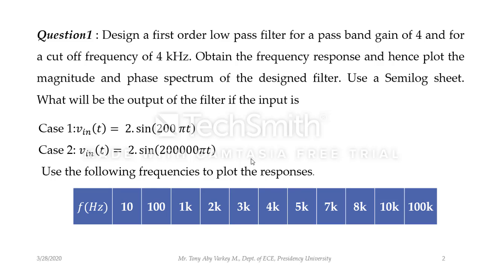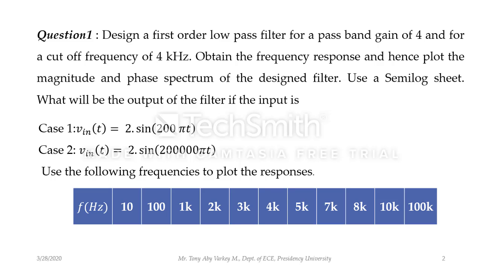Design a first order low pass filter for a pass band gain of 4 and for a cutoff frequency of 4 kilohertz. It means that the filter should pass all the frequencies below 4 kilohertz. Now obtain the frequency response and hence plot the magnitude and phase spectrum of the designed filter. Use semi-log sheet. What will be the output of the filter if the input is, in the first case, 2 sin 200 pi t, and in the second case, 2 sin 200,000 pi t.